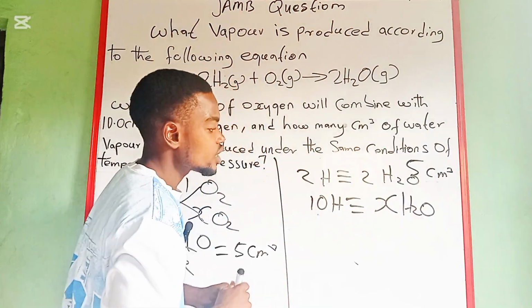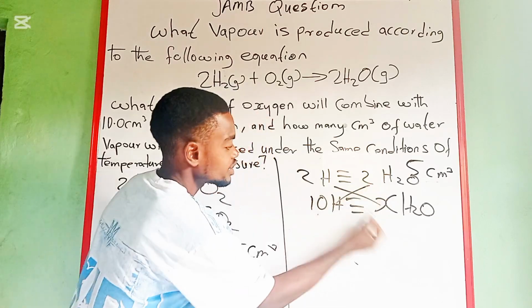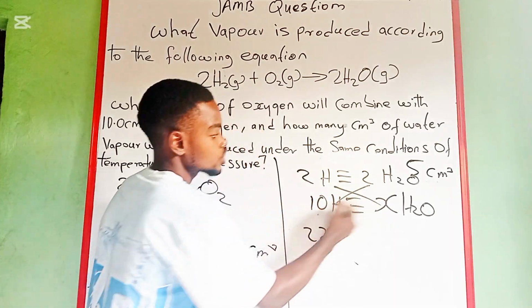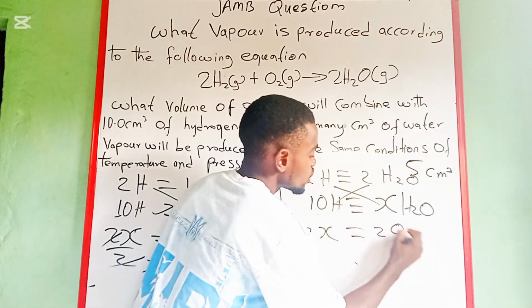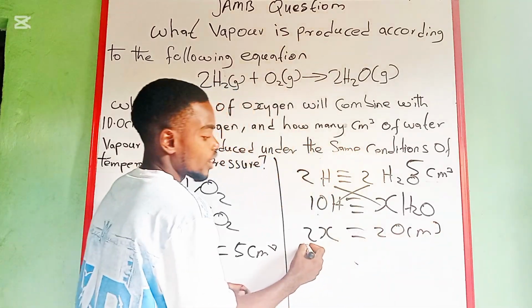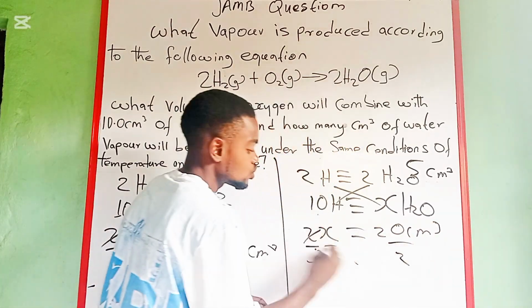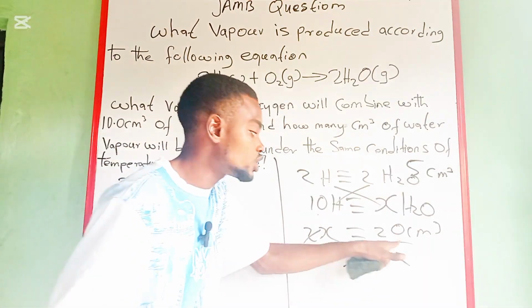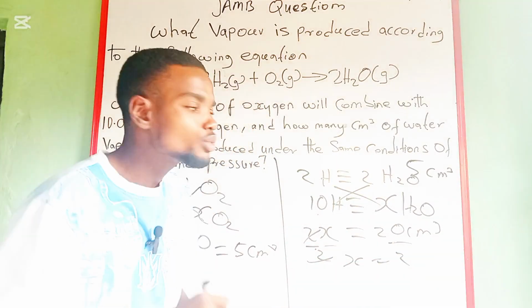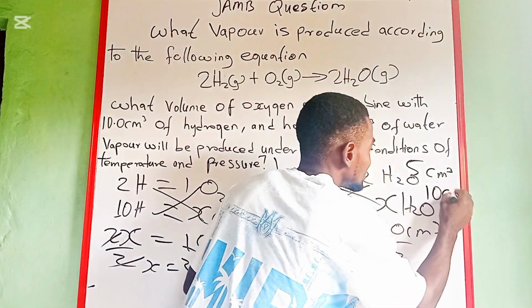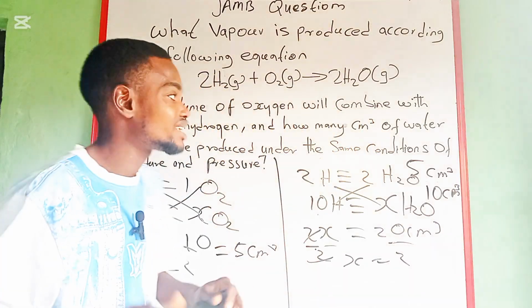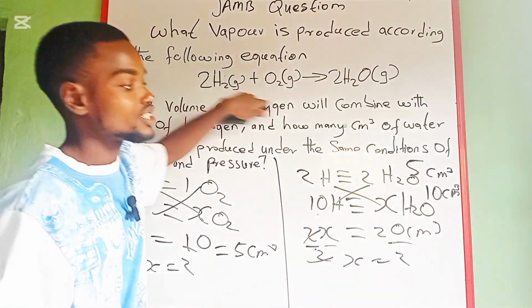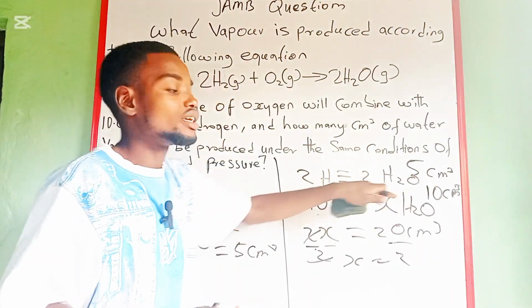Sorry for that. So here, we cross multiply. This is going to give us 2x. This multiplied is going to give us 20 cm cube. We're looking for x. Divide by 2, we divide by 2. Now, x is going to be equal to 10 cm cube, because 20 divided by 2 is 10. So 10 cm cube of water is produced. That is our second answer, because we are looking for the volume of oxygen, which is 5 cm cube, and then the volume of water produced.